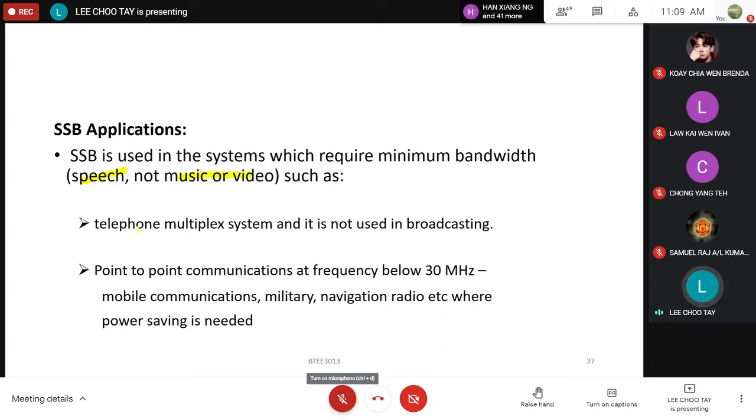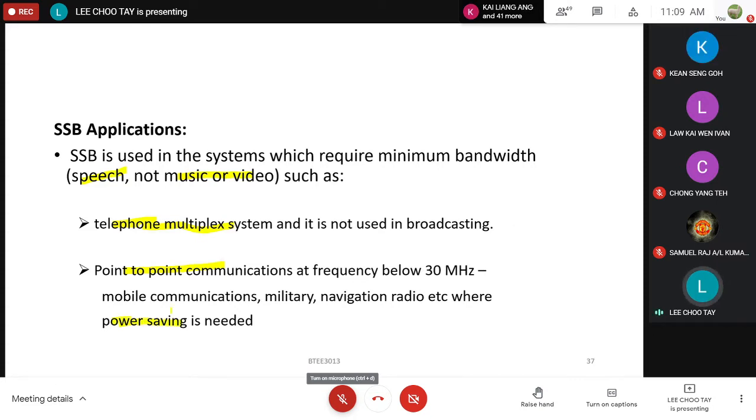Some typical examples are the telephone multiplex system. When you call someone, you just talk only, right? Then for point-to-point communication, like walkie-talkies and things like that, they actually use the single sideband technique. And this is again useful where you need power saving.